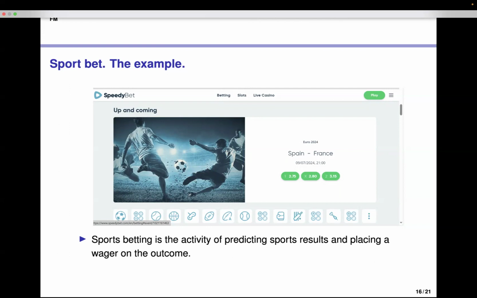And the example will be on the Euro this year, and it will be Spain against France. You see the date, and there will be three wagers: 1, X, and 2. And these coefficients are like returns.